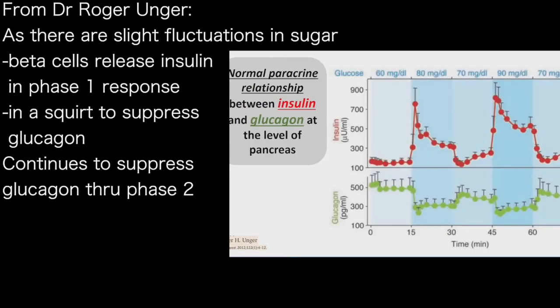And the reason this is the case is that as there is slight fluctuations in sugar, the beta cells release insulin in a phase 1 response. You see that spike out there, that little squirt. The reason that squirt is there is because it can suppress glucagon. And it continues to suppress glucagon through phase 2.